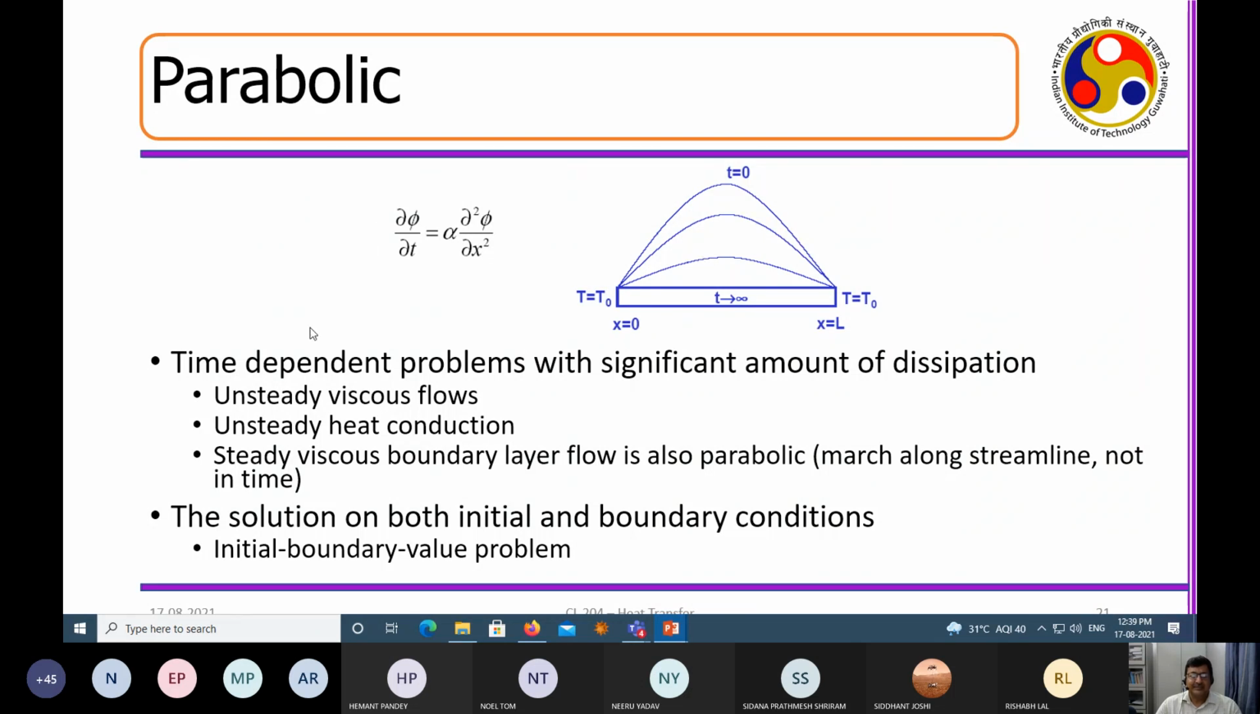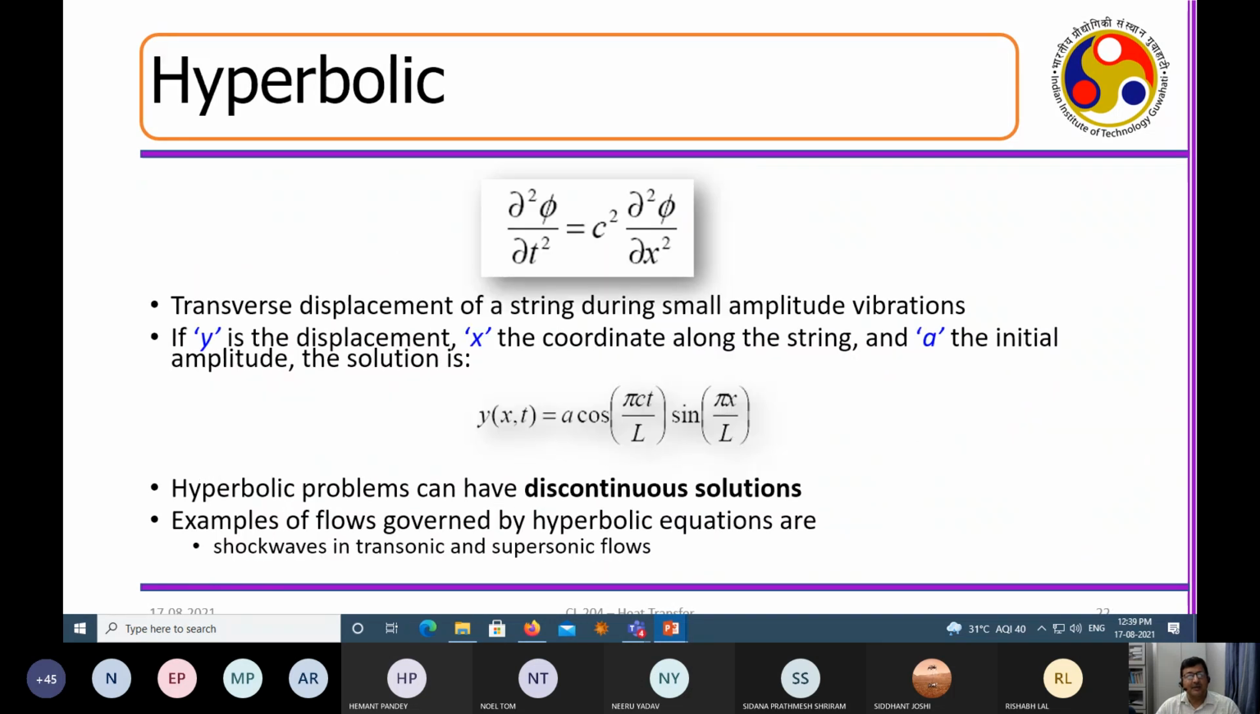And this is basically the unsteady heat conduction equation. You will find later it will come up. So this is a parabolic equation, and this is a hyperbolic equation. For the time being, this is not coming in our way. So we are going to avoid this, right?